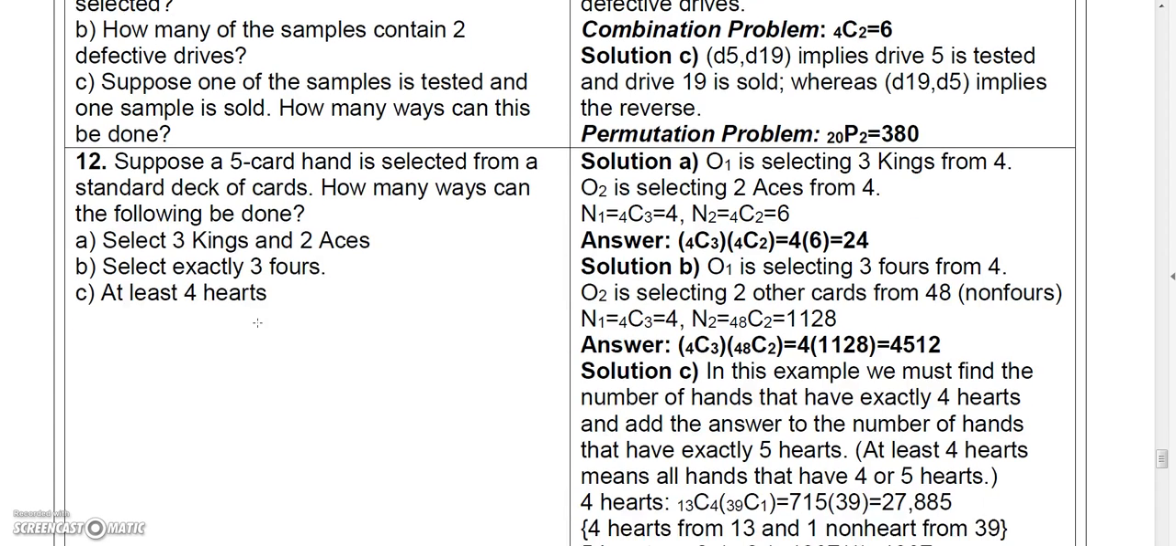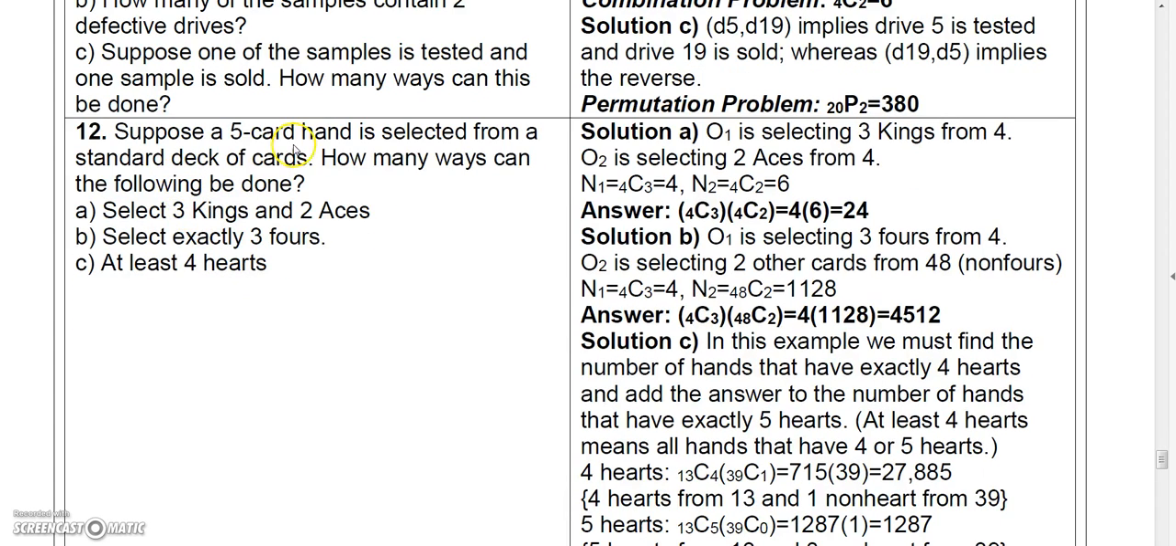Number 12 says, suppose a 5-card hand is selected from a standard deck of cards. How many ways can the following be done? Select 3 kings and 2 aces. Well, to select 3 kings and 2 aces, that means you have to do 2 operations. Operation 1 is you must, out of the 4 kings, select 3. So that would be 4 choose 3. That's the number of ways that you can get 3 kings out of 4.